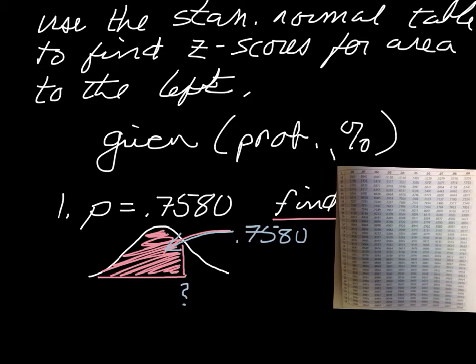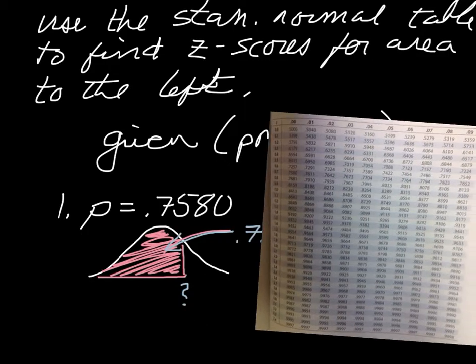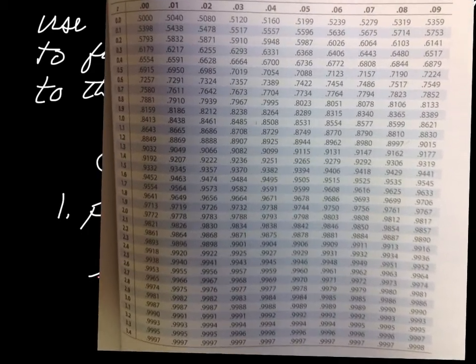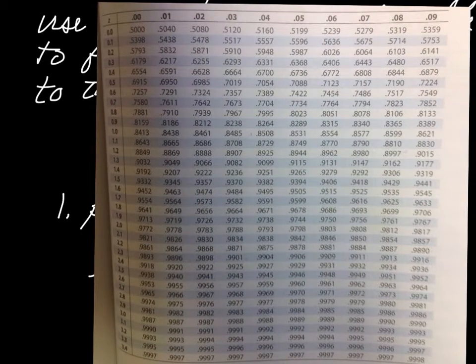I went and grabbed the normal table, and I'm just going to blow it up right here in front of you. I'm looking for the area equal to 0.7580, and as you can see, I see that number right there. So what is my z-score? Well, it looks like it's 0.70, and that's exactly what it is.